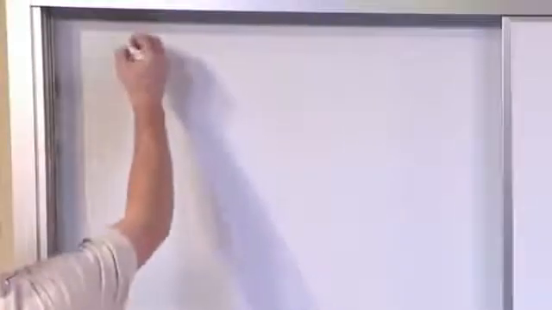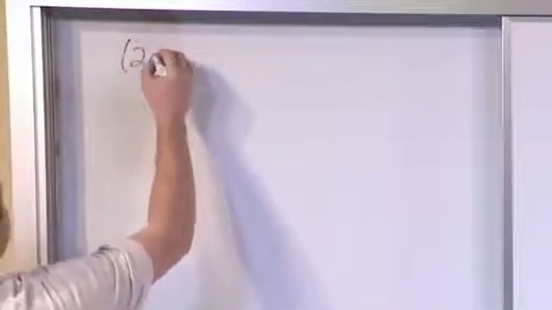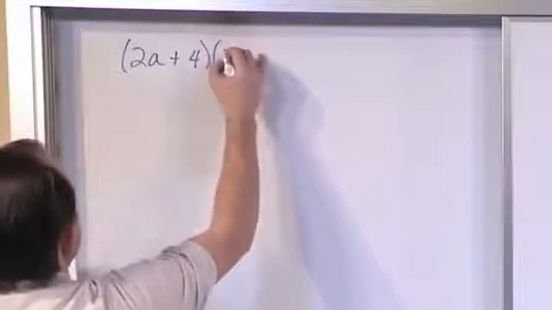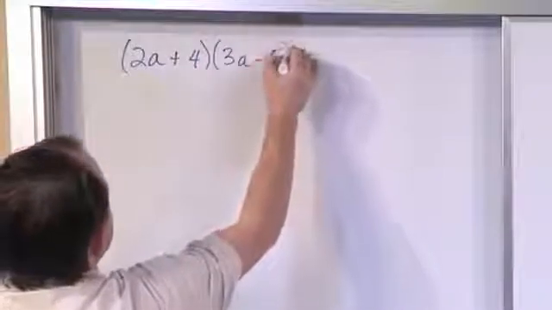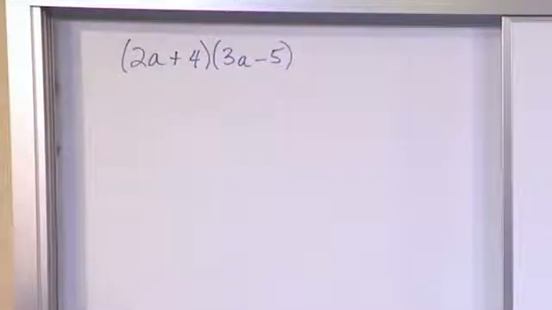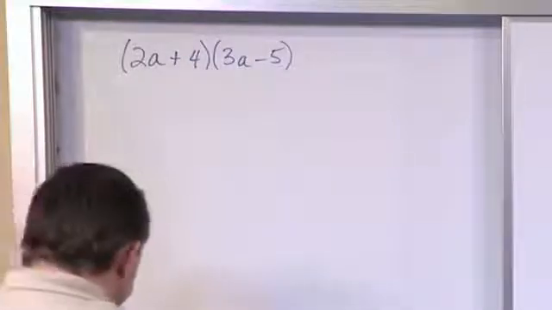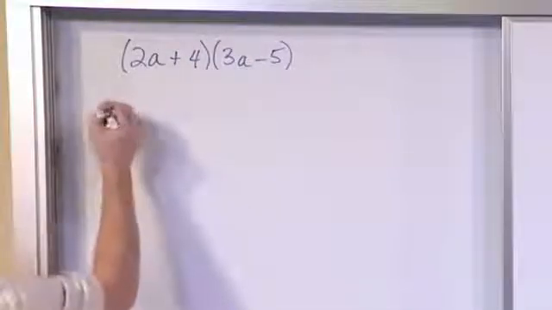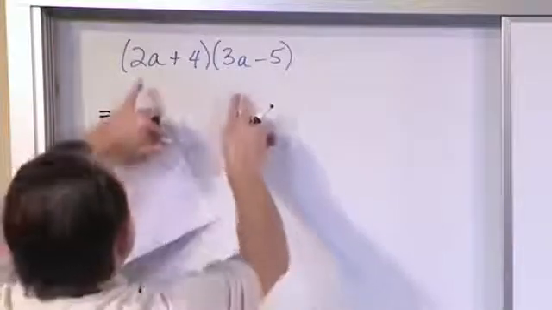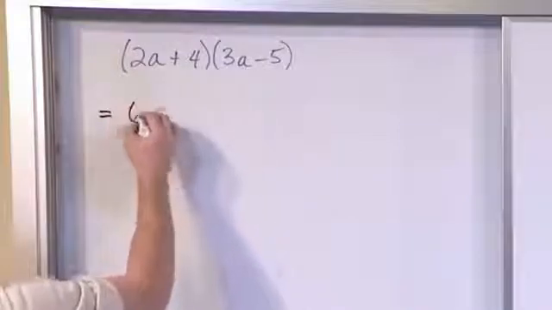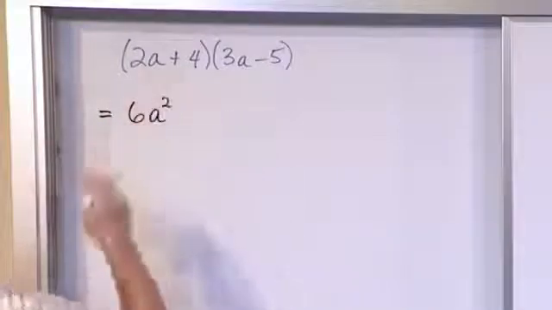All right, so now we're cooking, and we're just going to get a lot more practice. 2a plus 4 times 3a minus 5, and we just need to multiply these guys together. So again, we have binomial times binomial, so we're going to use the FOIL method. So we identify the first terms. These are the first terms, 2a times 3a. 2 times 3 is 6, a times a is a squared.